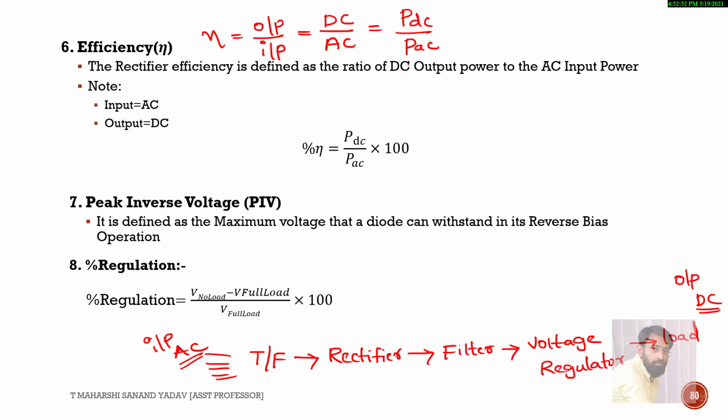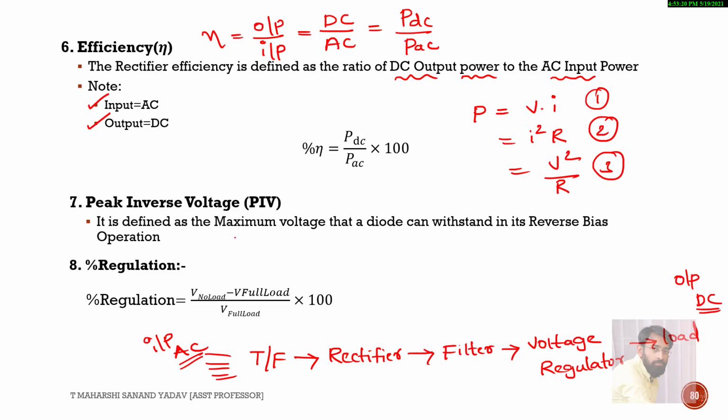The rectifier efficiency is defined as the ratio of DC output power to AC input power. Input is AC in nature, output is DC in nature. So efficiency is PDC by PAC into 100, in terms of percentage. We know how to calculate power: power is equal to V into I, or I squared R, or V squared by R. Among these three, you can make use of any one to calculate the efficiency.